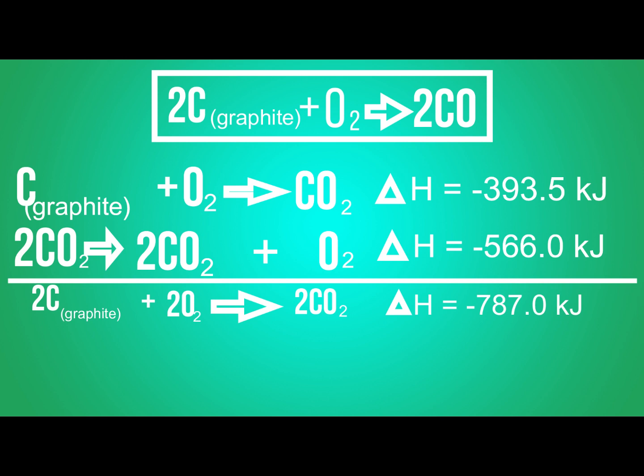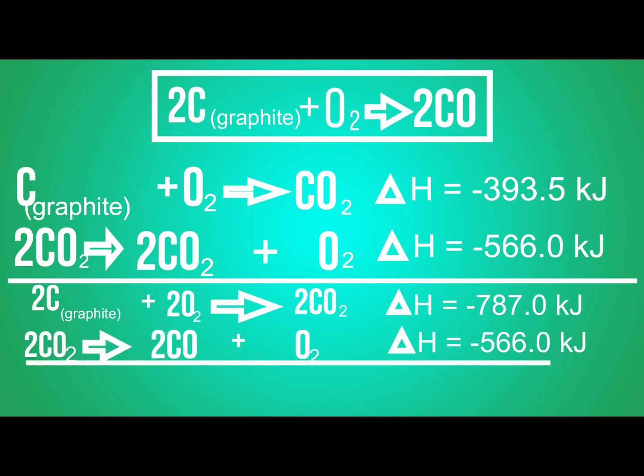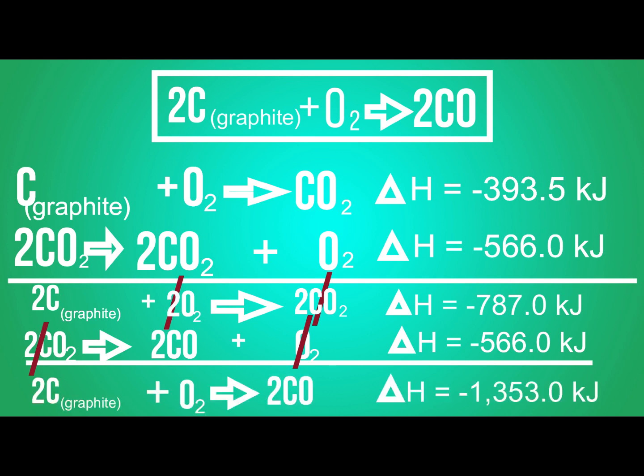Next, this other one has CO on the right where we want it, and in the right amount, so all we need to do is add these equations together. The O2 and CO2 will cancel because they are present in the same amount on both sides. And we are left with the substances in our original equation. Since we added the equations, we also add the delta H's to get the delta H for our equation.